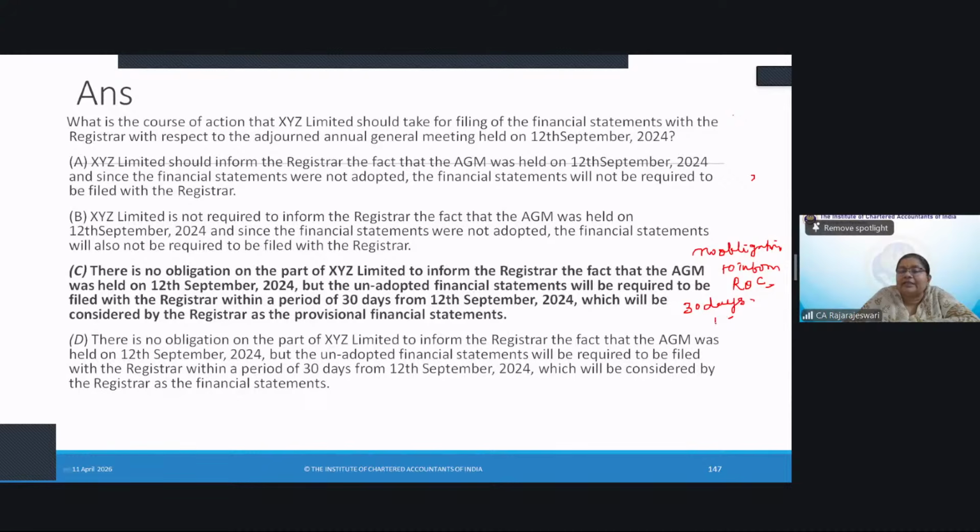From what is the date of the adjourned meeting? 12th September is the adjourned meeting. So within 30 days from 12th September, you should consider that and file it with the registrar. So filing with the registrar is mandatory. They are not going to question you why you have filed it again. Again, you are filing, no question will be asked. But if you have not complied, the non-compliance provision will get attracted.